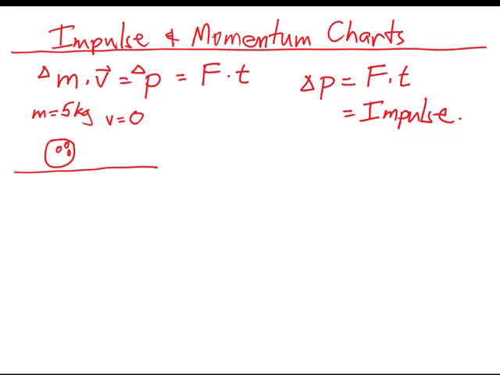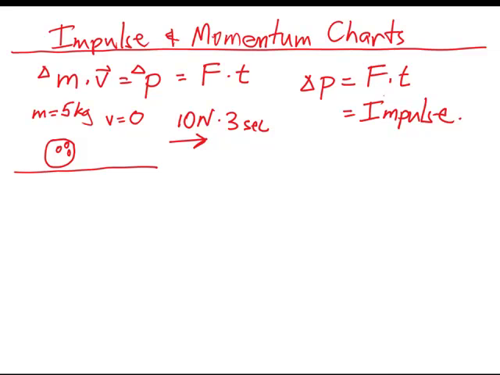Now in this case I have a bowling ball. Its mass is 5 kilograms and it has an initial velocity of 0. And to that I'm going to apply a force of, let's say, 10 newtons. I'm going to apply it for 3 seconds. Let's see how much the momentum changes.